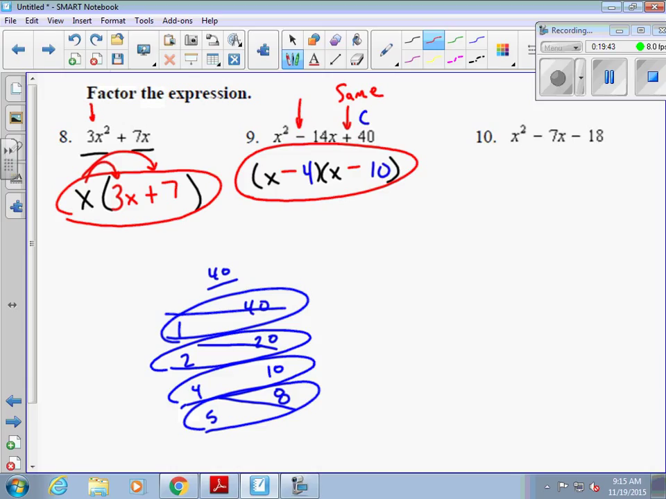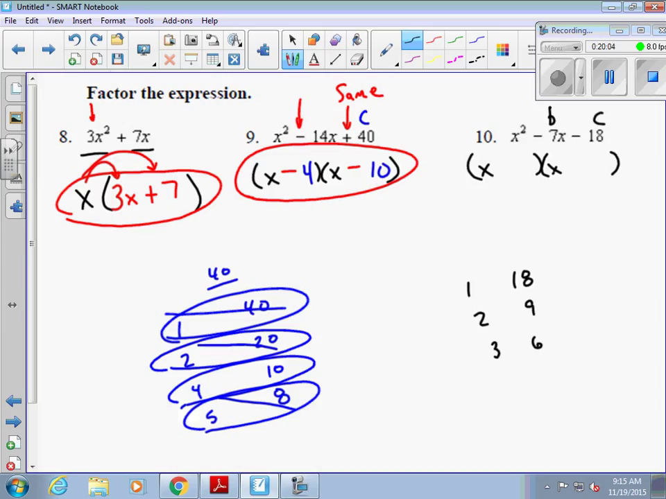Number 10, x squared minus 7x minus 18. Same thing as number 9. Factor it out, x times x. Find your factors of c, 1 and 18, 2 and 9, and 3 and 6. You only have 3 pairs to look at this time. Which pair will get you to 7? Which pair will get you to b's value is the question.